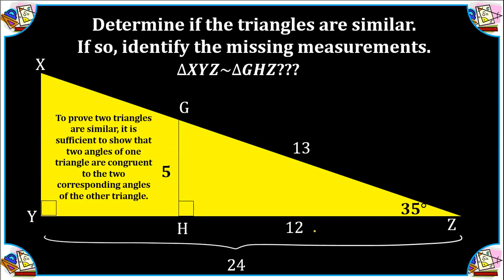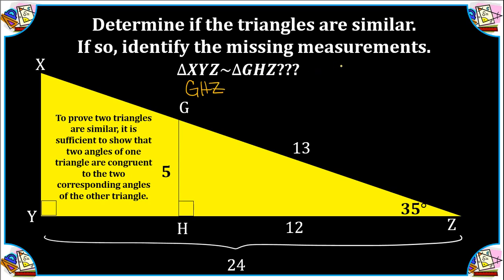In this example, we're going to determine if these triangles are similar, but we're going to use this statement here. At the very least, to prove two triangles are similar, it is sufficient just to show that two angles of one triangle are congruent to two corresponding angles of the other. So if we can prove that two pairs of corresponding angles are congruent, then we can accept that these two triangles, XYZ and GHZ, are similar.